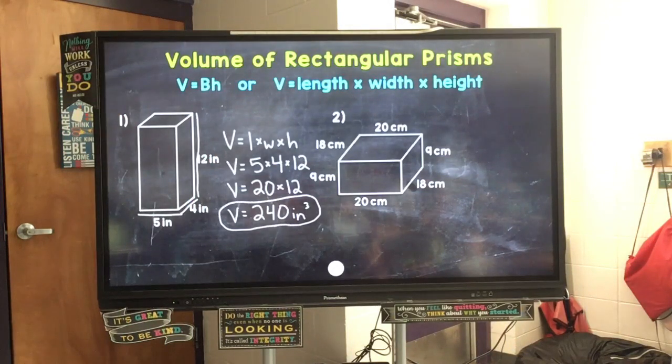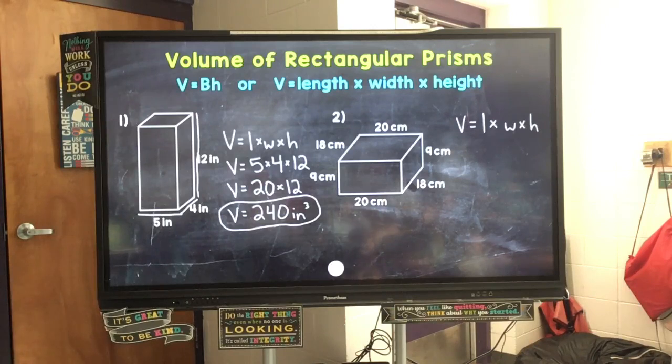Let's move on to number 2, where we have another rectangular prism, but for this one, we have more sides that are labeled. So we really need to know what we're looking for here as far as length times width times height. Don't just multiply all of the numbers that you are given. We need to be very careful here. So let's write out our formula. Volume equals length times width times height.